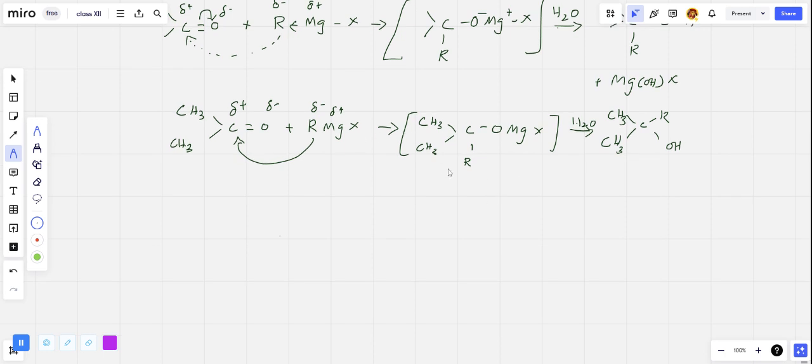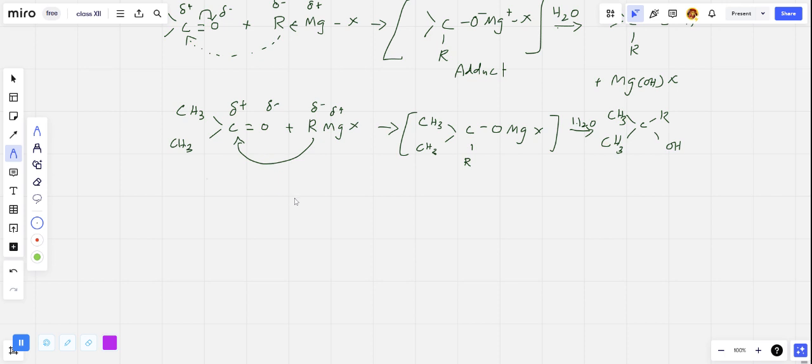Here the first step is nucleophilic addition of Grignard reagent to the carbonyl group to form an adduct. That means the intermediate, this one is called an adduct. On hydrolysis of this one, it will give an alcohol. So there are two steps involved in the mechanism.